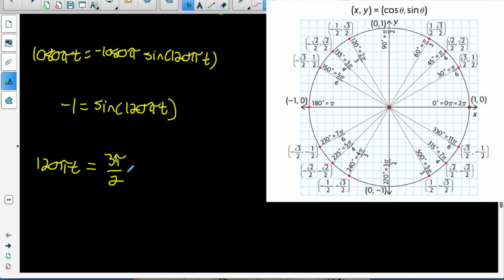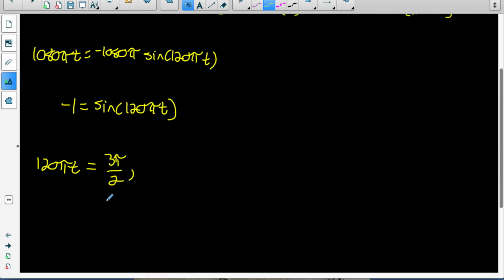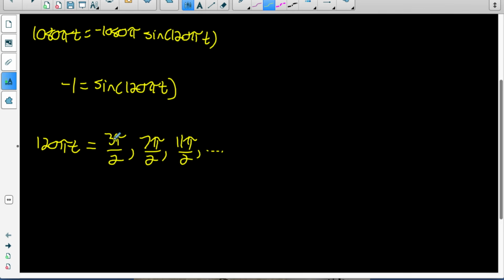that. So 3 pi over 2, or add 2 pi to that, right, because that's the period of a sine function. Add 2 pi to that, I would get 7 pi over 2, or add 2 pi to that, I get 11 pi over 2, or so on, right? All these angles are coterminal. They would all intersect the unit circle at a y-coordinate of -1.